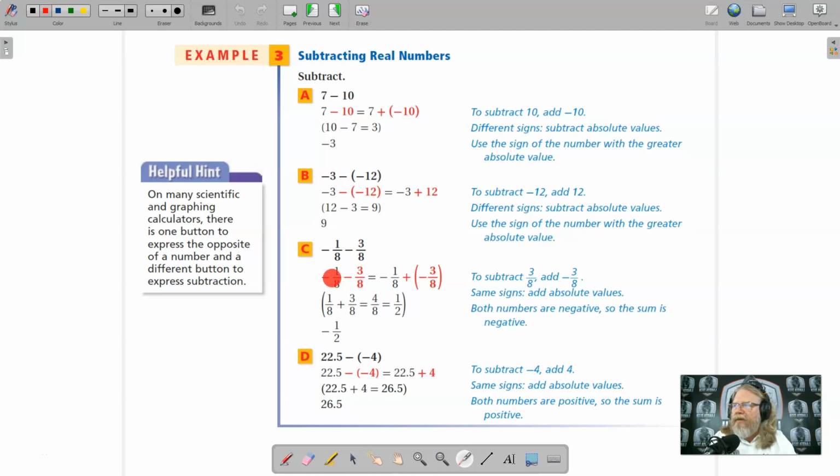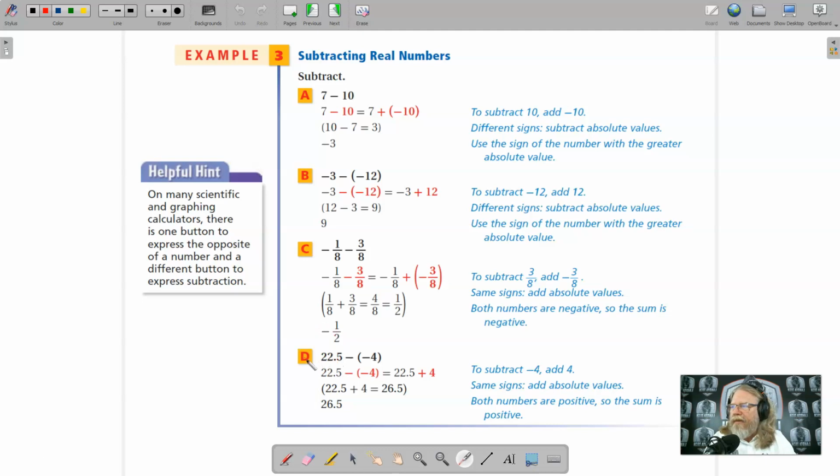Next example, negative 1/8 minus 3/8. So let's take the negative 1/8, keep it the same. Change the subtraction to addition. The opposite of 3/8 is negative 3/8. So in this case, we have a negative and a negative, so they're both negative, so we're going to add them together. 1/8 plus 3/8 equals 4/8. 4/8 can be simplified to 1/2. And since they're both negative, our answer is going to be negative. Our final solution is negative 1/2.